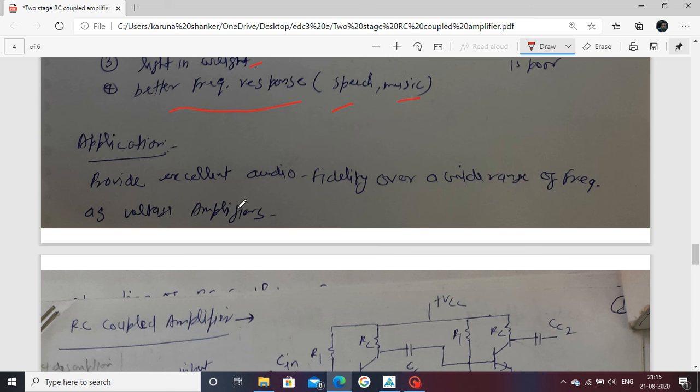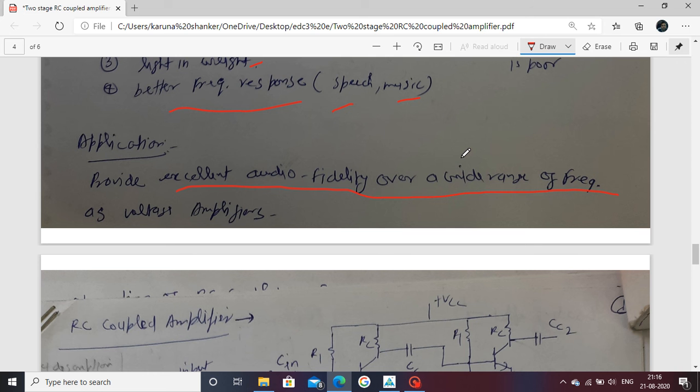Application. This is used as a voltage amplifier. It also provides excellent audio fidelity over a wide range of frequency. It means whatever components are in the audio frequency range, 20 Hz to 20 kHz, come accurately in the output when the signal is amplified.